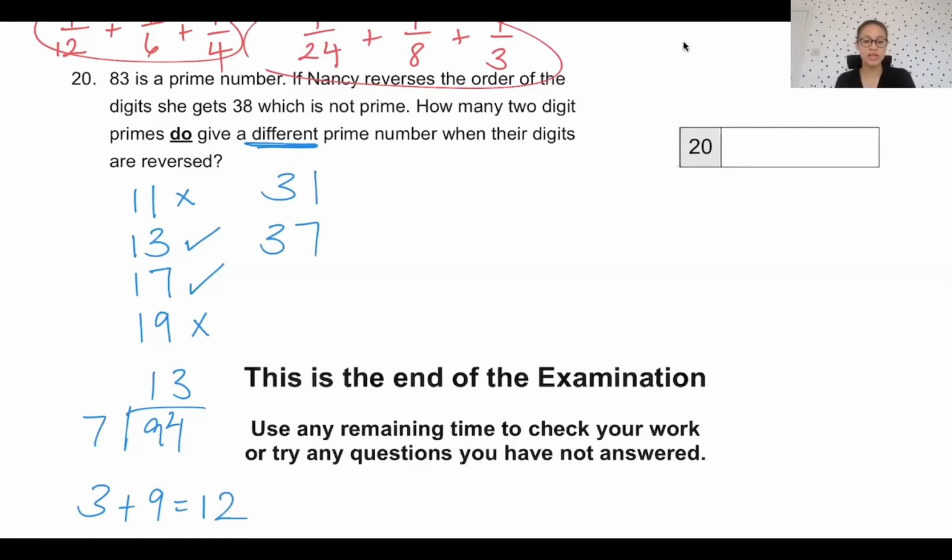Now reverse those digits and check whether they are still prime numbers. Someone had mentioned that perhaps 31 wouldn't work because we'd already had 13. It's fine to have that because they do both still give a different prime number when reversed. So they count for this. We don't have to ignore it. So 31 and 37 work.